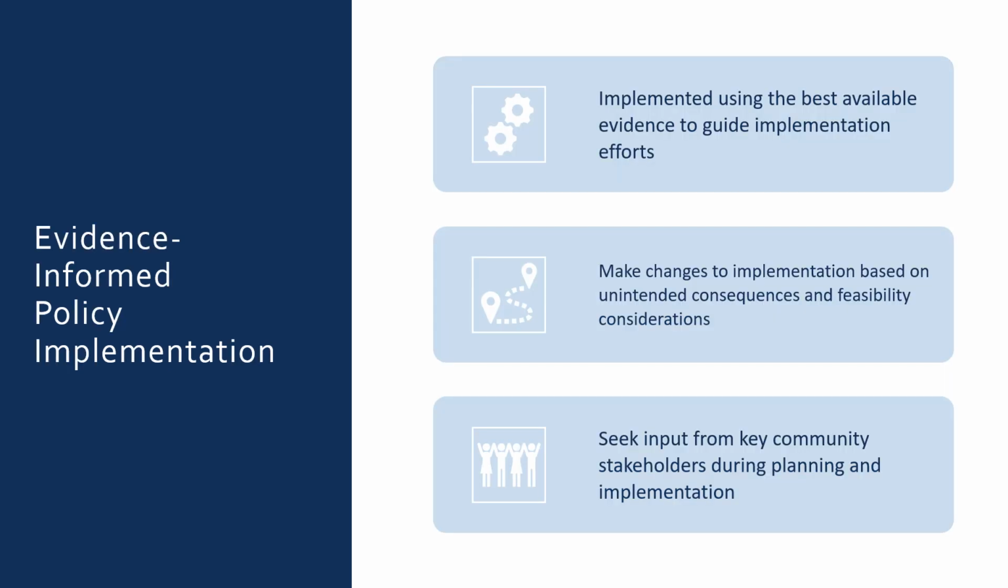To receive the policy implementation designation, a big P or little p policy must be implemented using the best available evidence to guide implementation efforts, make changes to implementation based on unintended consequences or feasibility concerns, and seek input from key community stakeholders during planning and implementation.